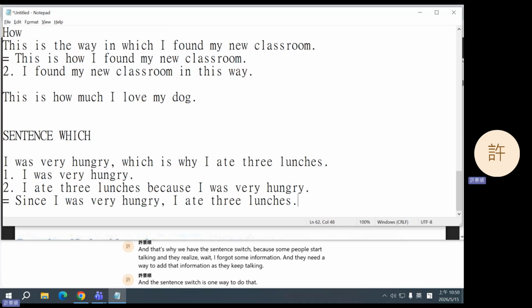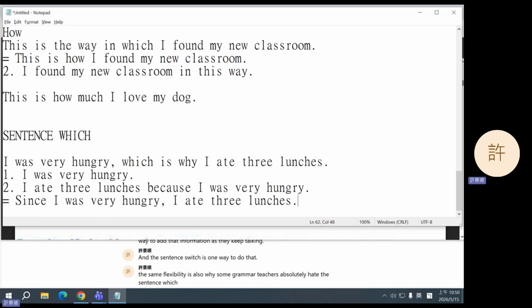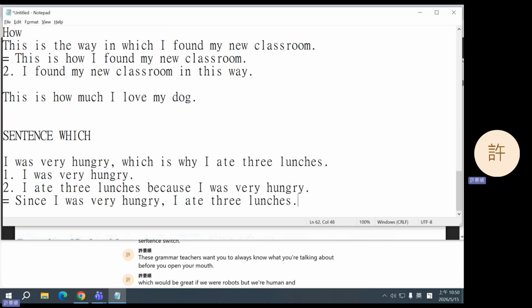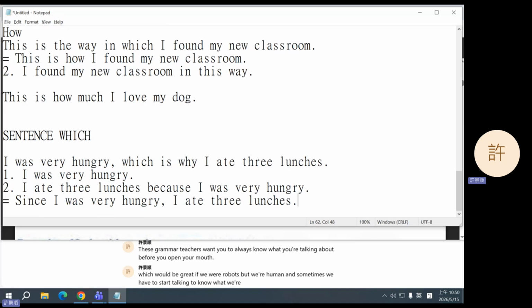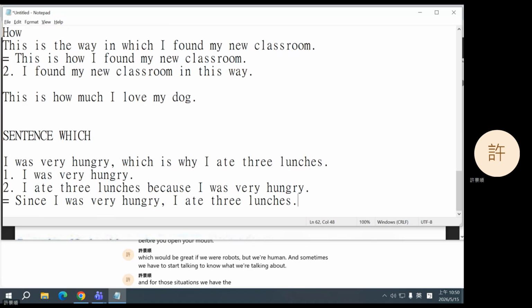The same flexibility is also why some grammar teachers absolutely hate the sentence which. These grammar teachers want you to always know what you're talking about before you open your mouth, which would be great if we were robots, but we're human. And sometimes we have to start talking to know what we're talking about. And for those situations, we have the sentence which is great. Haha, I just used it.